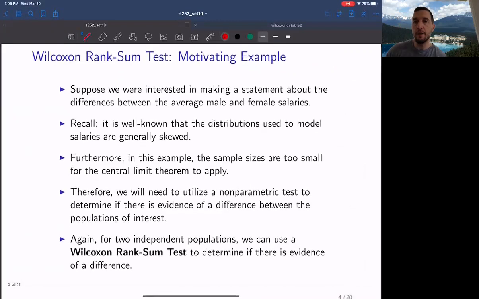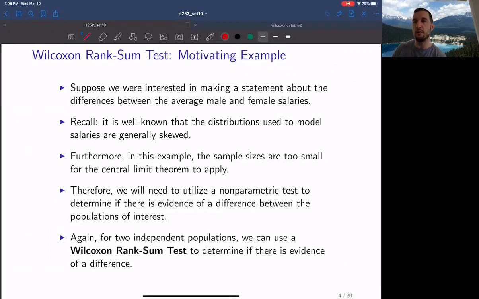All right, so if we want to make a statement to compare the median salaries of the male and the female populations, and we have sample sizes like those that were given on the previous slide, so a sample size of 10 and a sample size of 13, for example, the central limit theorem is not going to allow us to assume approximate normality of the sample means in those particular cases. So just like in the previous examples, we require some sort of alternative test so that we can still make a comparison. So when we have independent samples, our alternative is the Wilcoxon Rank-Sum Test.